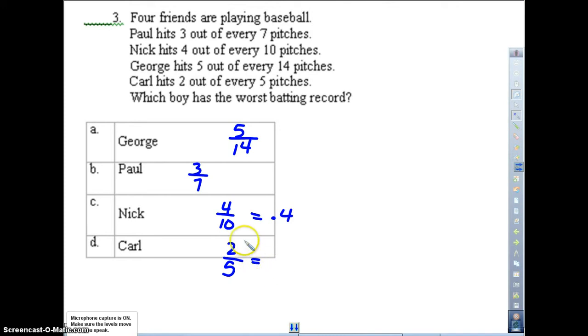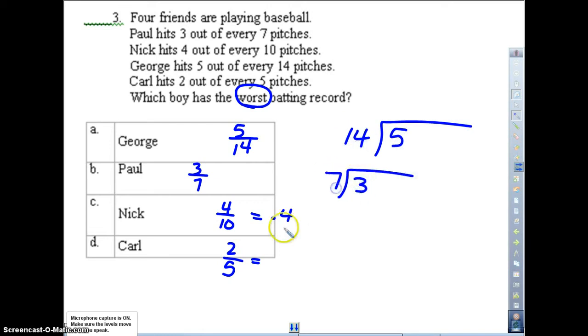Stephanie, what's 2/5 as a decimal? Okay, I hope you got it, girl, because then you won't have to do as much long division. Which boy has the worst batting record? You want the one that's the smallest fraction, okay? Put your numerator in here, your denominator out here. Do the same thing here for Paul. I hope you have these memorized. And then you're going to pick the smallest of the numbers.